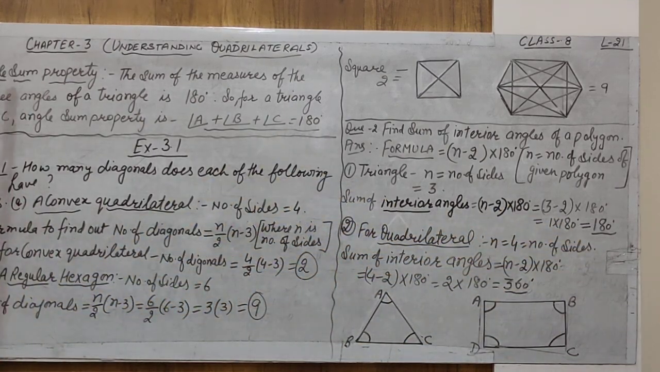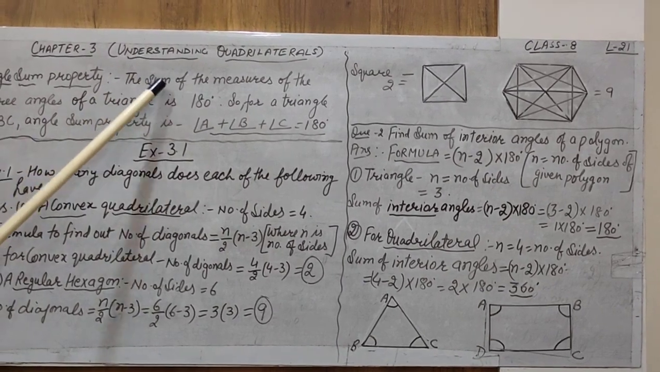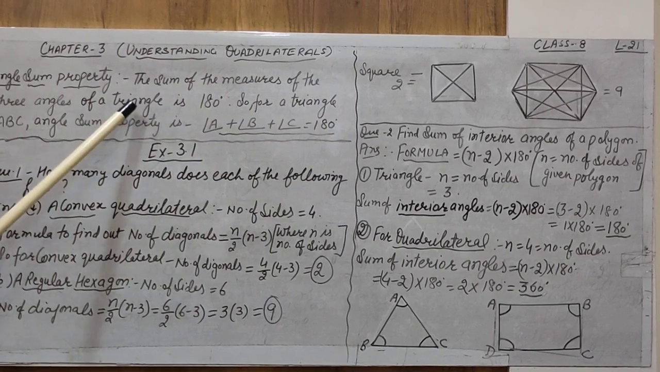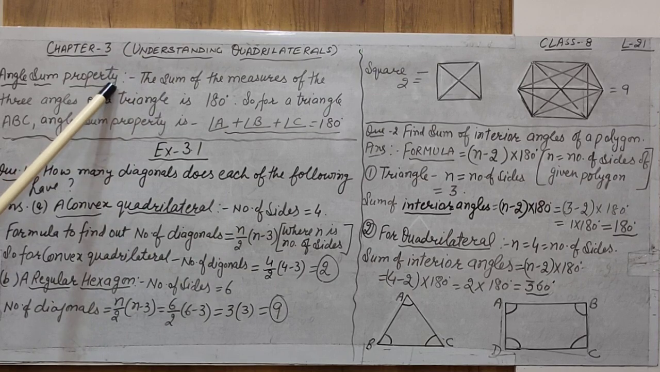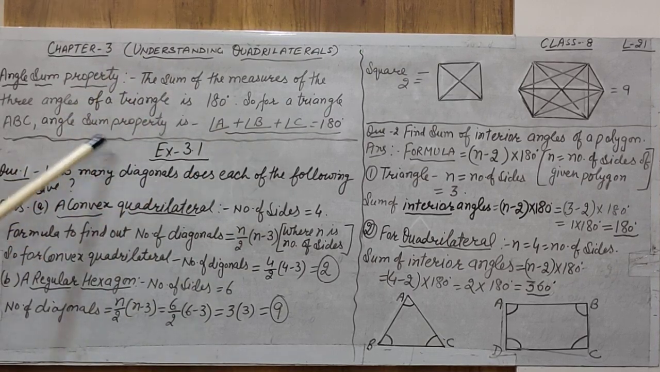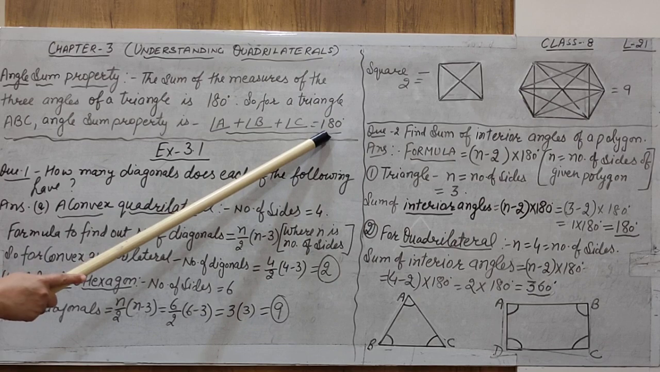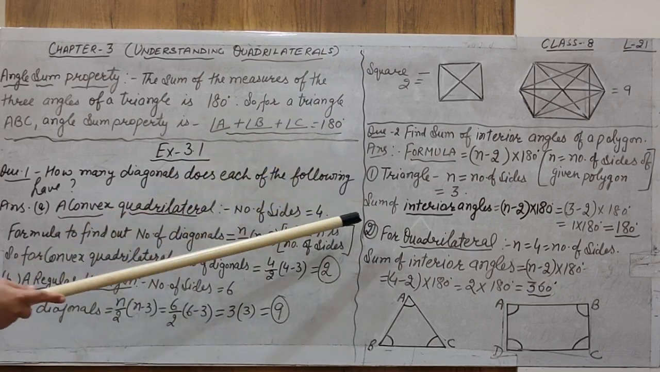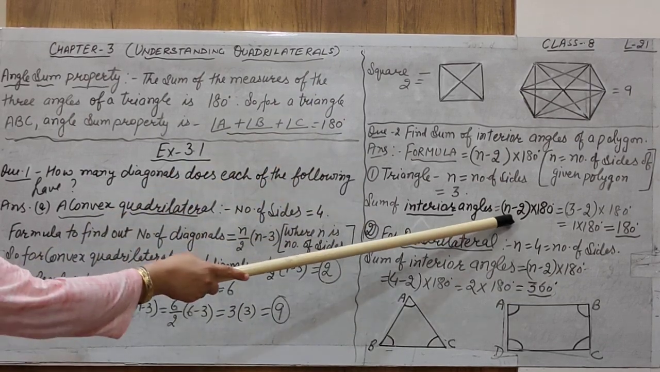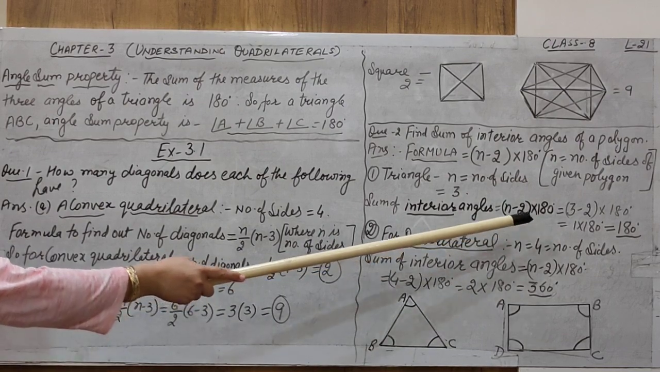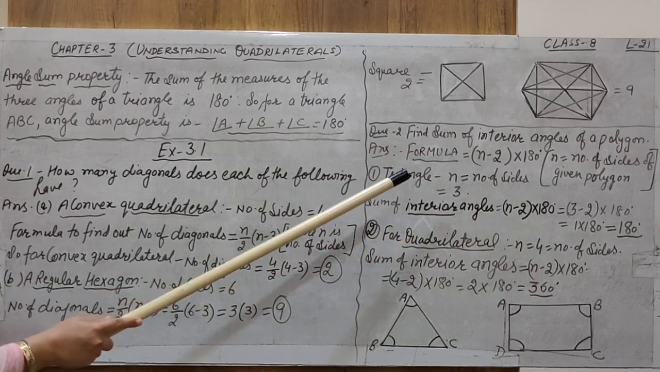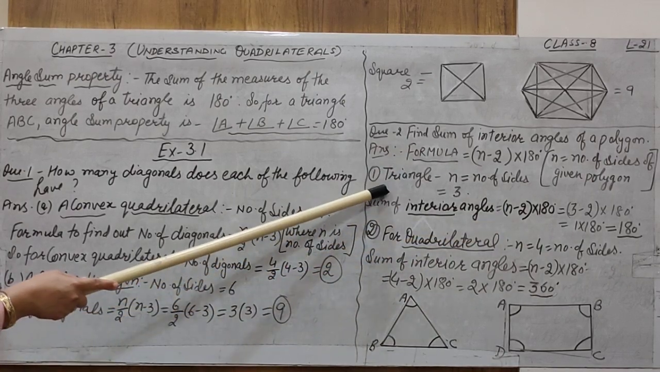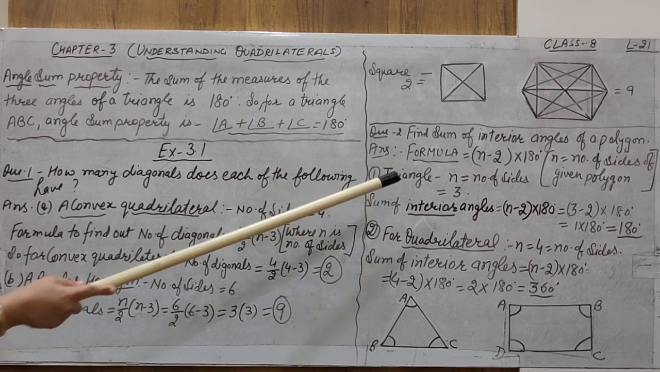You also see from the angle sum property, in which I have told you that the sum of the measurements of all the three angles of a triangle is 180 degree. This is the angle sum property, and we can prove it also with the help of this formula. The formula is n minus 2 into 180. This formula is applicable for all the polygons, and we have selected the smallest polygon.